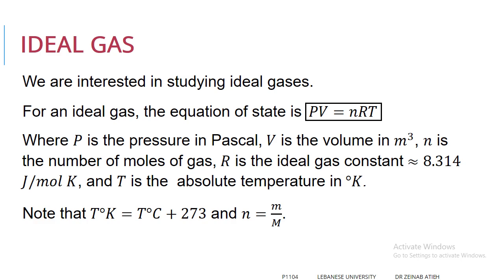We will be more interested in ideal gases. Ideal gases have a very important equation, which is called the equation of state of an ideal gas. It's given by PV equals nRT, where P is the pressure, V is the volume, n is the number of moles, and R is a constant called the ideal gas constant. It's equal to 8.314. And T is the temperature in Kelvin. It's called the absolute temperature. It's never in degrees Celsius, so you have to keep this in consideration.